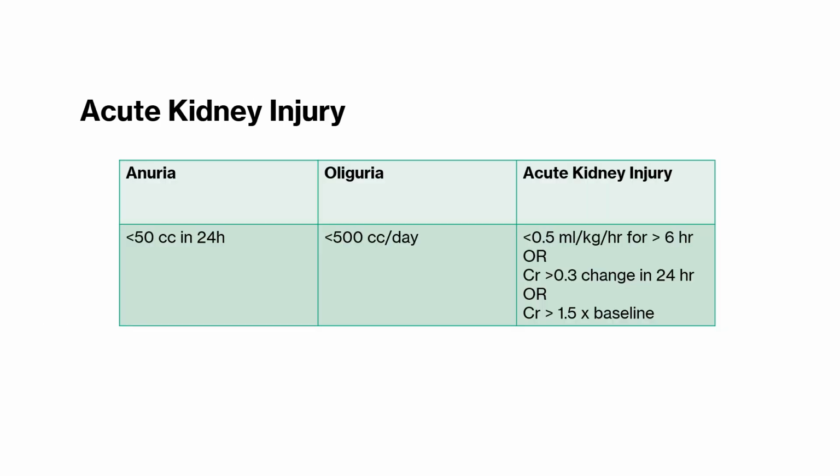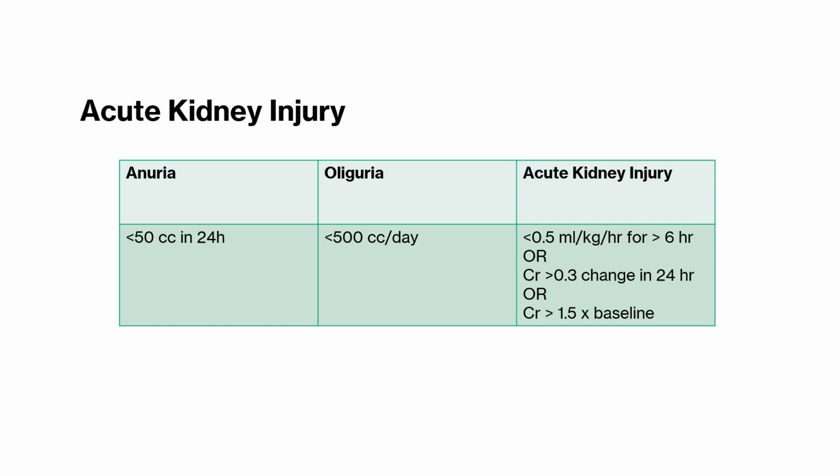So combining your findings with the urinalysis, you can look at the kidney function testing to determine which type of AKI, or acute kidney injury, your patient has. You first need to define those terms though. So anuria is less than 50 cc's in a 24-hour period. Oliguria is less than 500 cc's in a day.